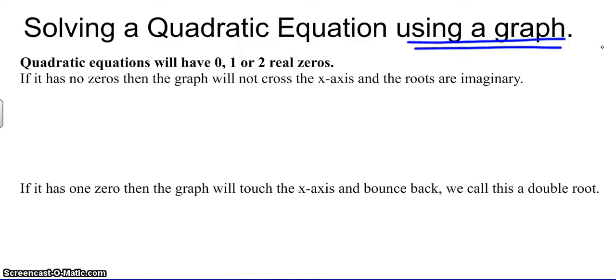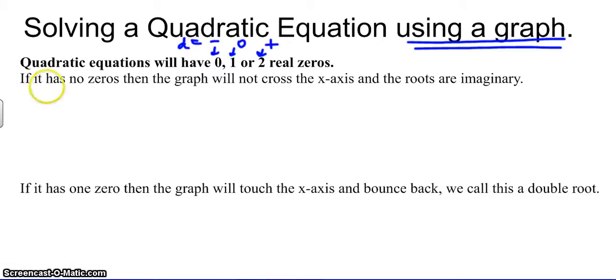So quadratic equations will have 0, 1, or 2 real zeros or real roots. We know from the discriminant, if the discriminant is negative, it's not going to have any real roots, it would have 2 imaginary. If the discriminant is 0, then we have 1 real zero. And if the discriminant is positive, then we have 2 real zeros. Okay, we talked about that last time.